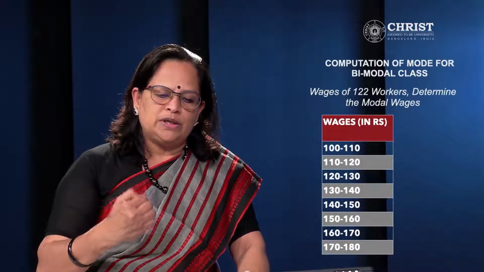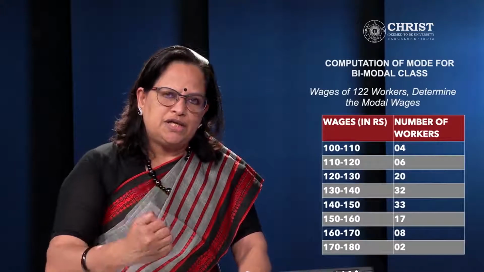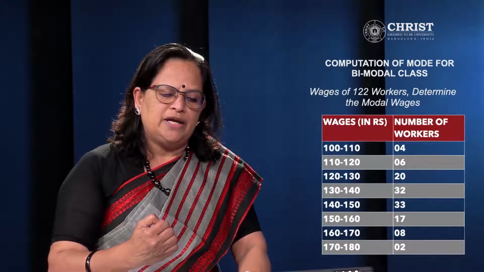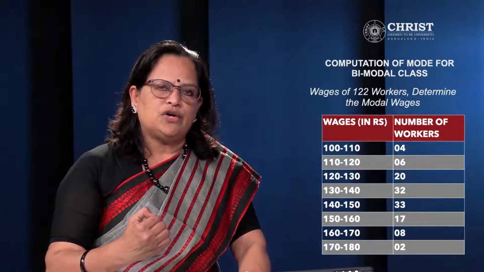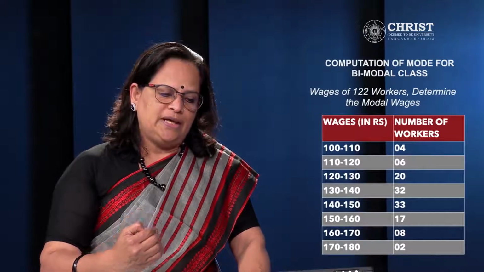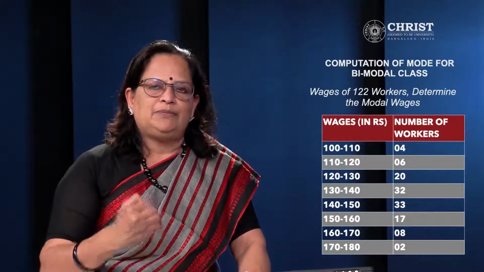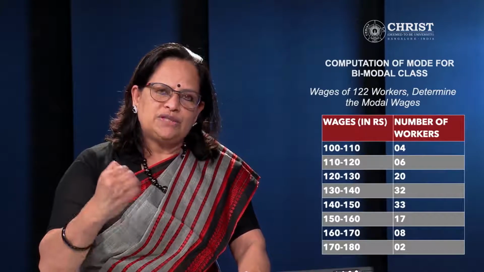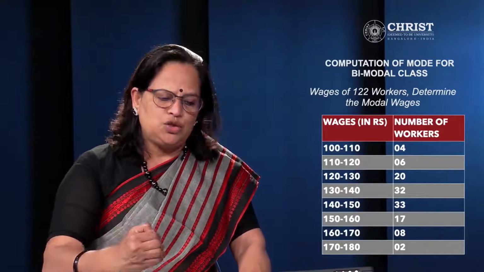Now we will do the second problem. From the following data of wages of 122 workers, determine the modal wages. Wages in rupees: 100 to 110, 110 to 120, 120 to 130, 130 to 140, 140 to 150, 150 to 160, 160 to 170, 170 to 180. Number of workers: 4, 6, 20, 32, 33, 17, 8 and 2.